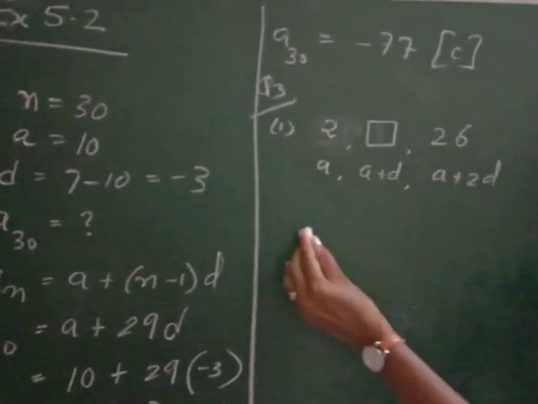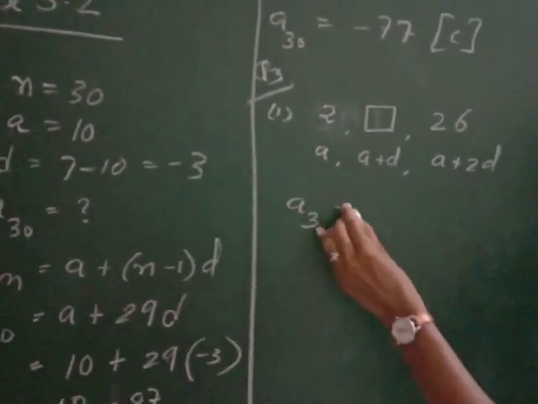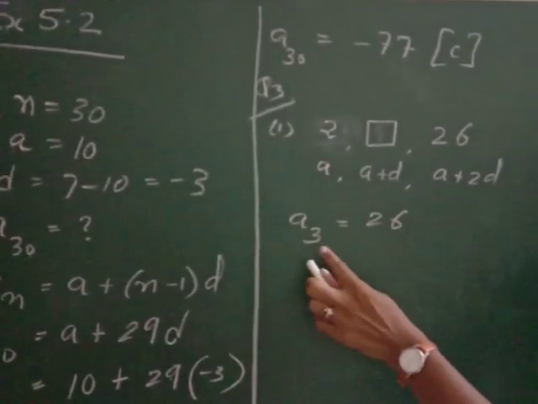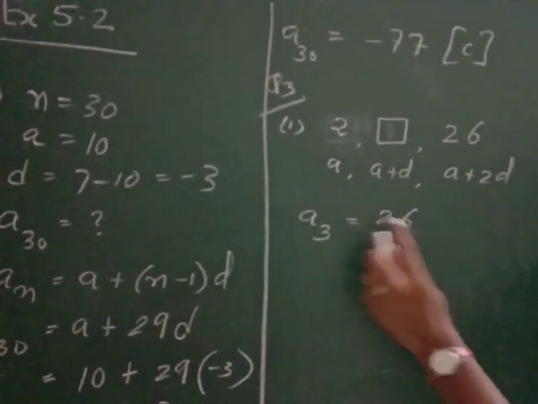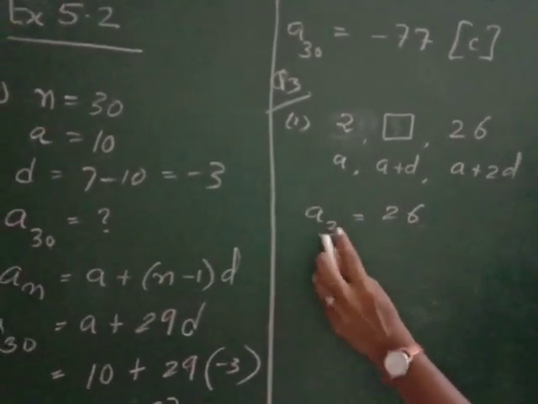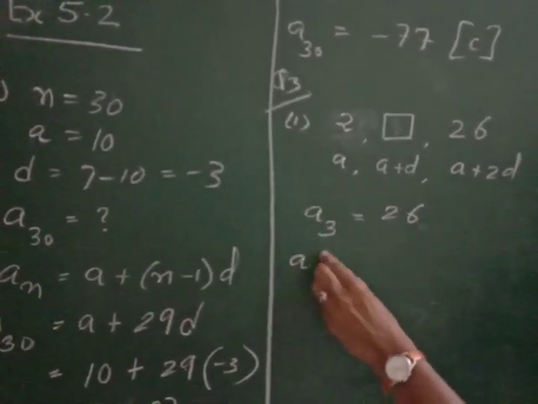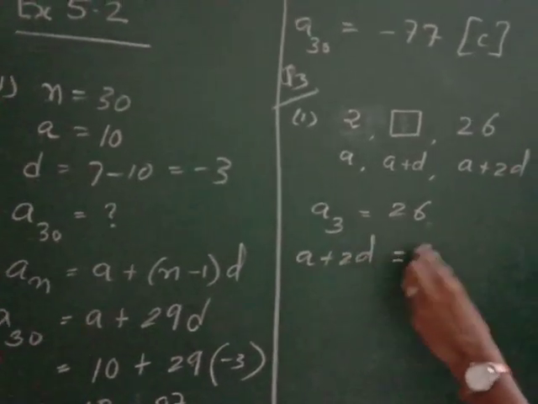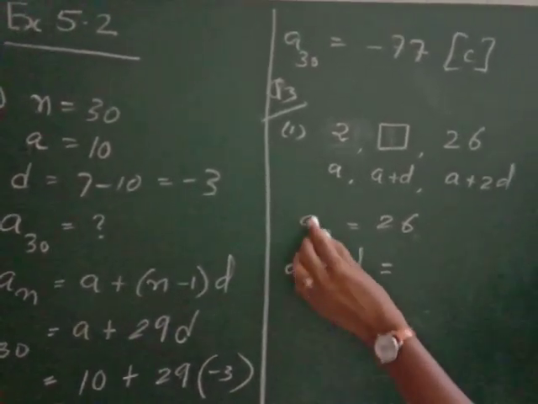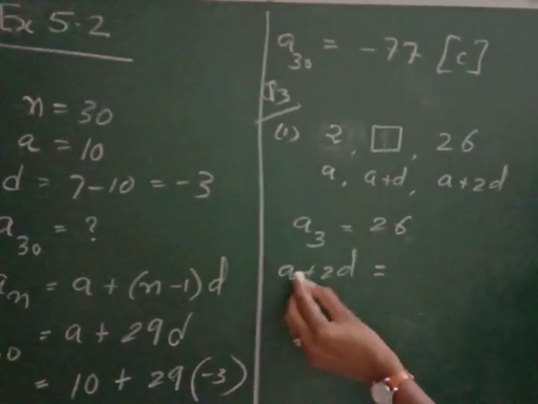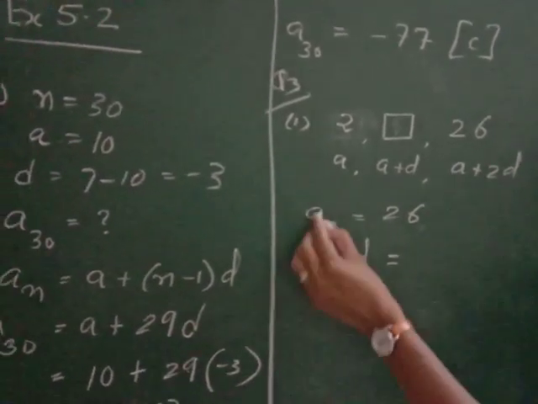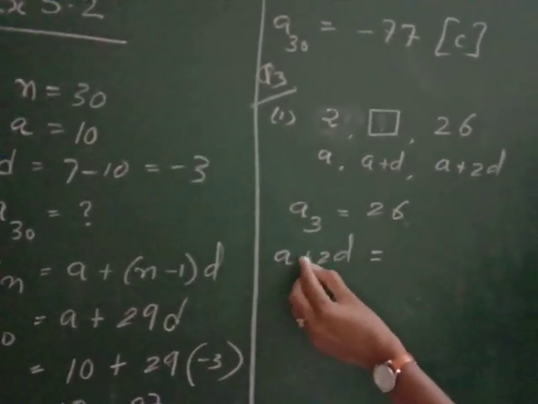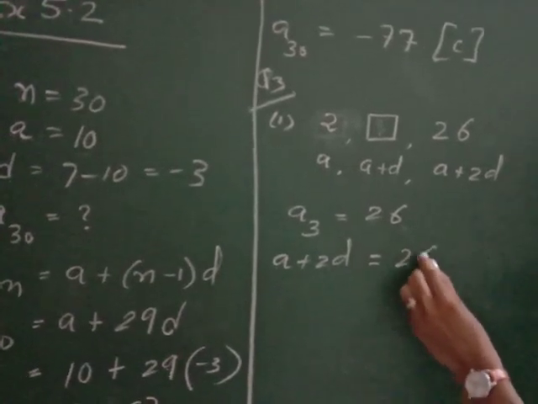Now what is 26? 26 is the third term. A3 is 26. What is the formula in place of A3? Can I write like this? A plus 2D according to the formula. We know that this is the third term, so it will be 3 minus 1, that is 2D. In place of A3, I will write A plus 2D is equal to 26.